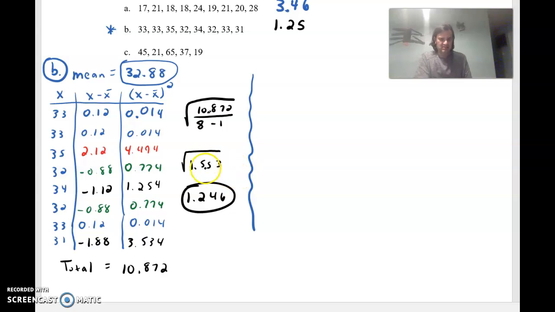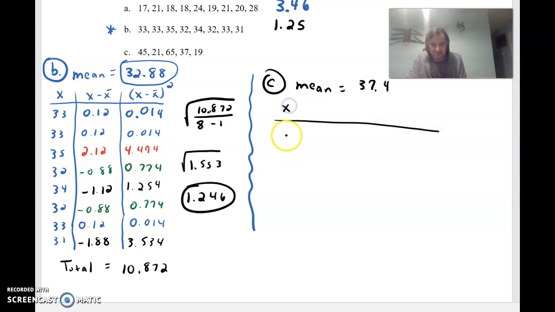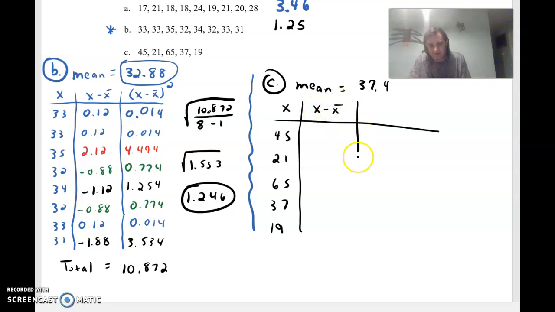Okay. So we're going to do the same thing for C. First of all, we need the mean. So the numbers I have are 45, 21, 65, 37, 19, and there's 5 of those, which makes it a lot shorter. So when I add those together, I get 187, and I'm going to divide by 5 to get the average, 37.4. So I think we saw this number somewhere before. So I'm going to make a little table. I have X, which is all my items, 45, 21, 65, 37, 19. I'm going to take every one of those numbers and subtract the 37.4. Then we'll take every one of those numbers and square it.